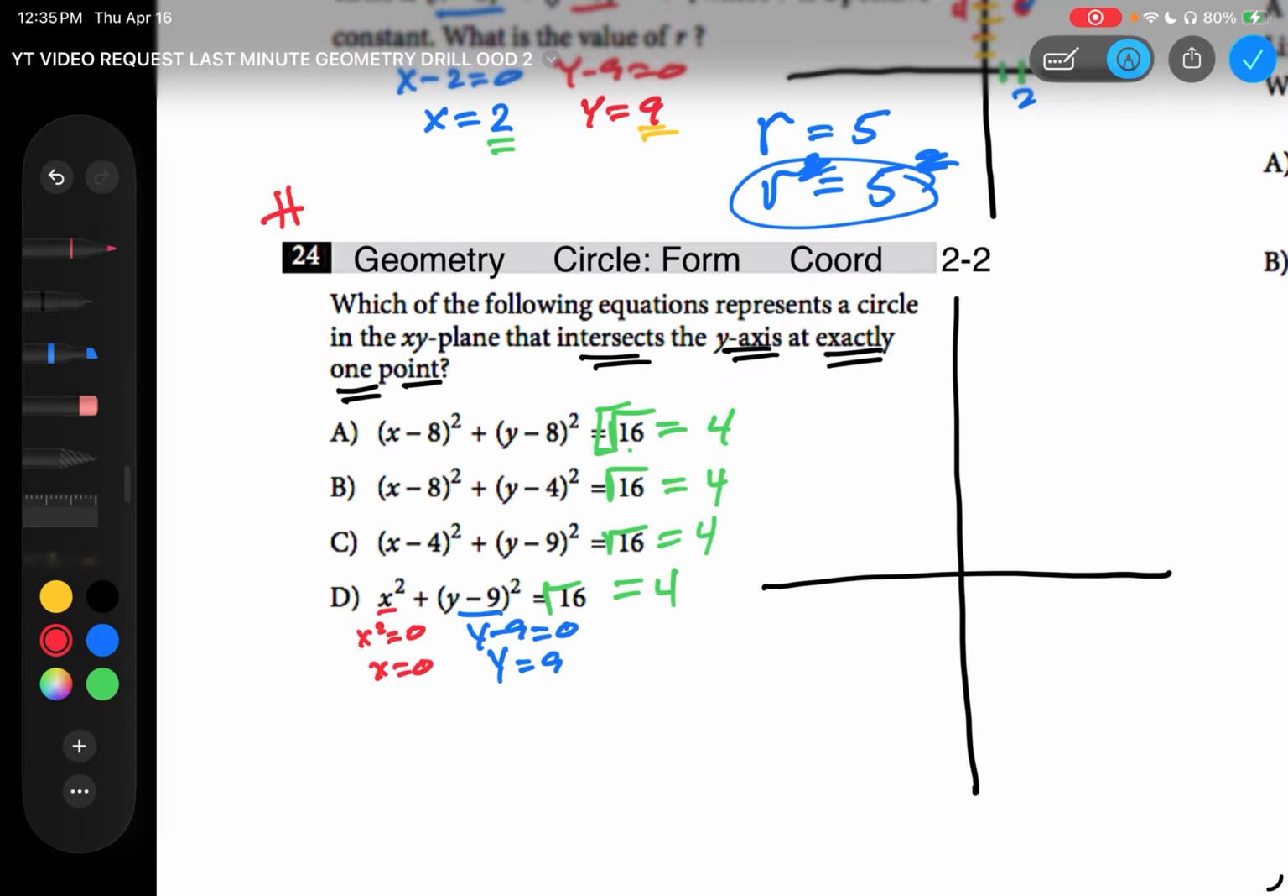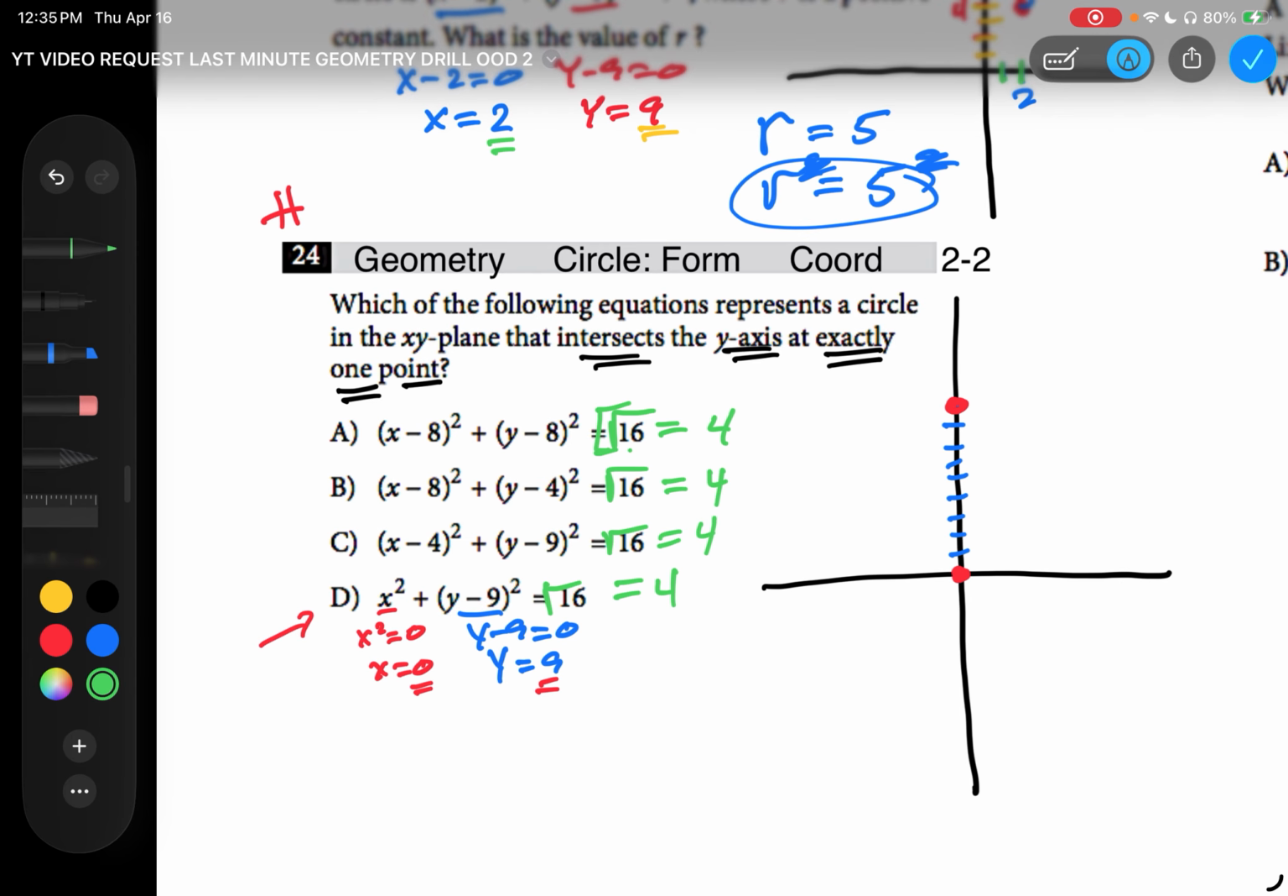You know what? I'm going to do answer choice D first. What is the center of our circle? It's going to be at 0 and positive 9. So let's go out 0. Oh, that's right in the center. Let's go upstairs 9. 1, 2, 3, 4, 5, 6, 7, 8, 9. So the center of our circle is going to be right there at 9.